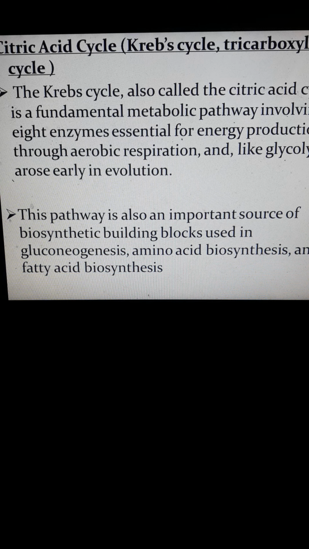So amino acid biosynthesis and fatty acid biosynthesis: these are the important source of biosynthetic building blocks of gluconeogenesis, amino acids, and fatty acid synthesis, which is known to be the oxaloacetate, the product of the citric acid cycle.